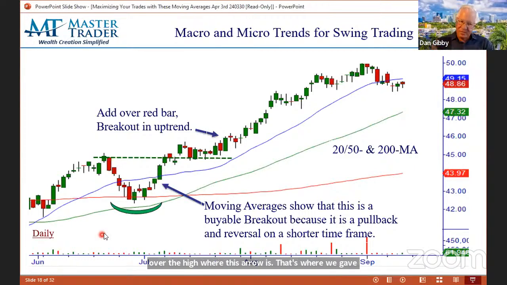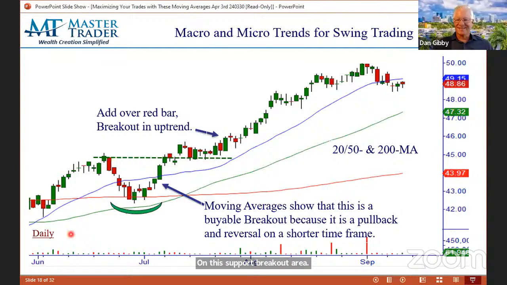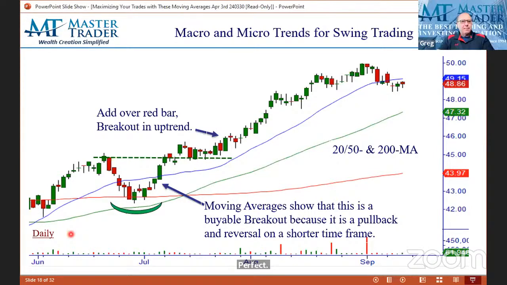But do you see how the moving averages increase the potency? This is a bullish turn at the 200 on this support breakout area. Again, it increased the potency because of how we use them. Correct. It's not the moving averages. It's the method in which we use them that adds to the potency of our method.